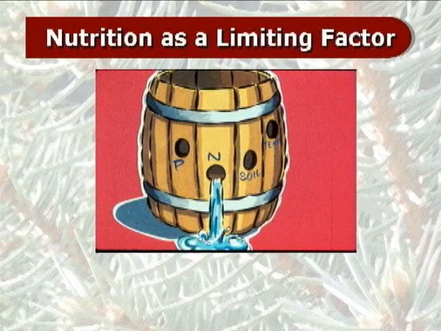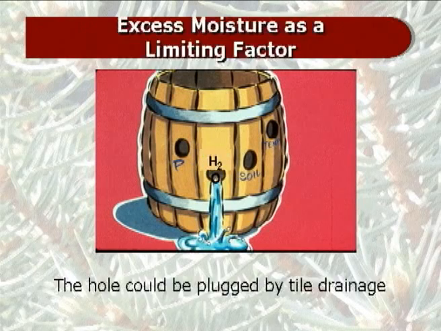The barrel analogy illustrates the concept. Growth rate is represented by the height of the water in the bucket. If nitrogen is limiting, the addition of N eliminates the constraint, effectively plugging that hole, and the level of water in the bucket rises until the next limitation is encountered. In this case, it would be soil conditions.